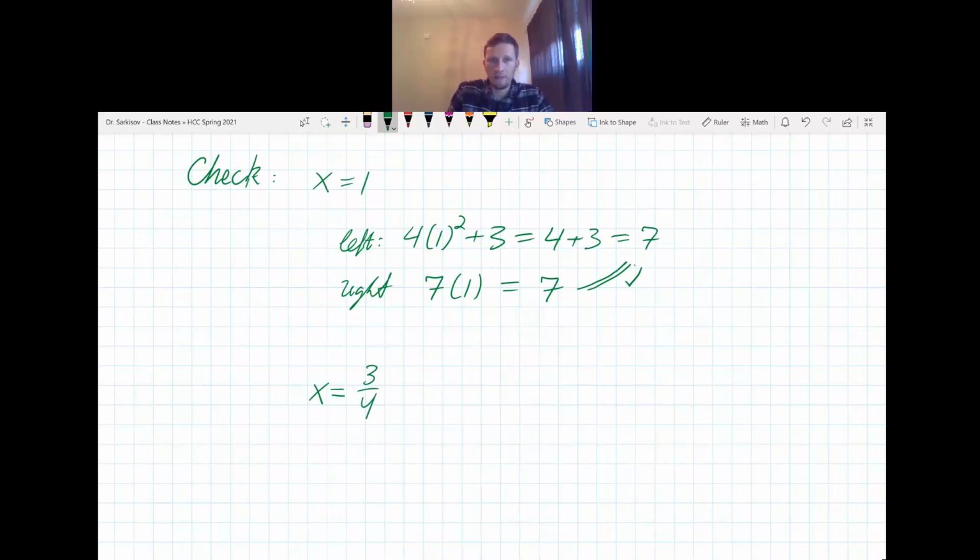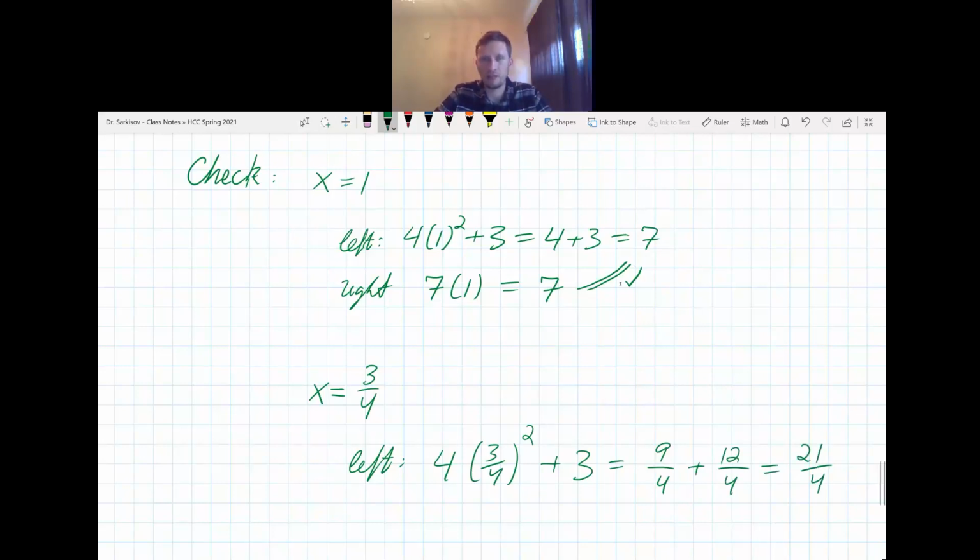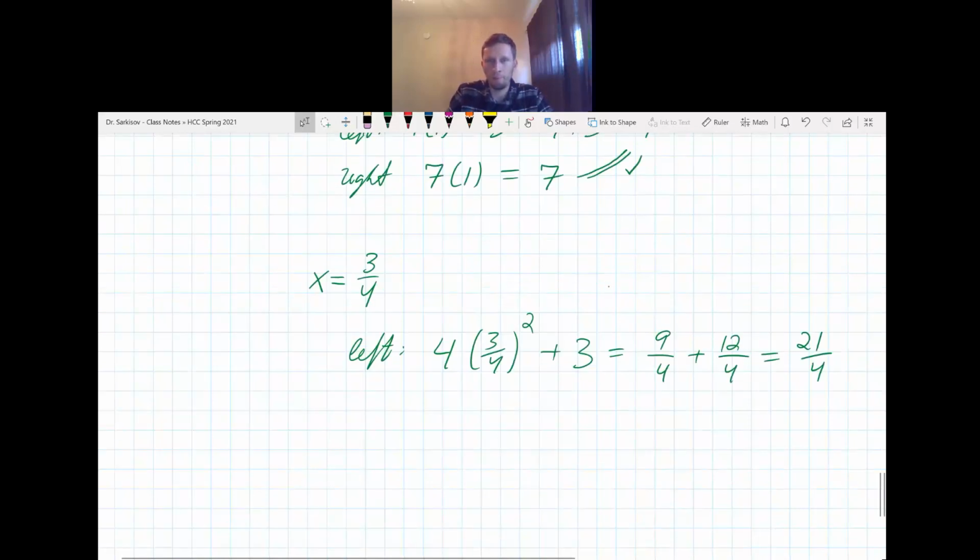So the left side, okay, let's do that. It's 4 times 3/4 squared, plus 3. That's equal to what? 4 times 3/4 times 3/4. If you try that, you're going to get 9/4 eventually. The 16 becomes a 4 at the bottom. And then plus 3, that's 12/4. I'm getting 21/4. I'm doing this a little bit faster maybe than some of you want, but that's 21/4.